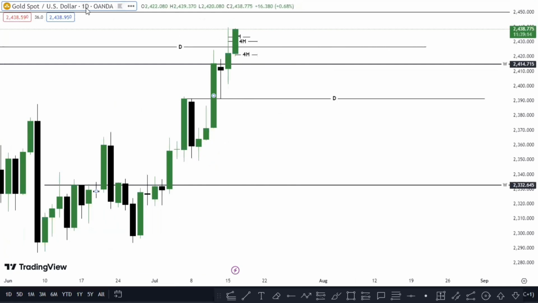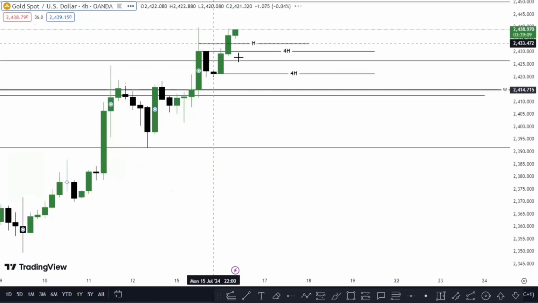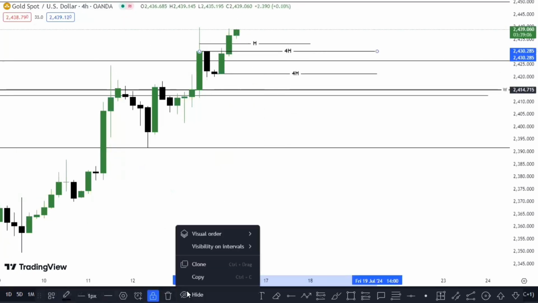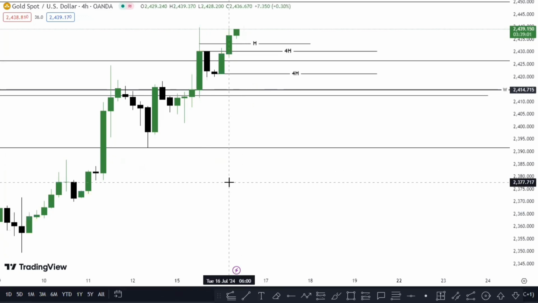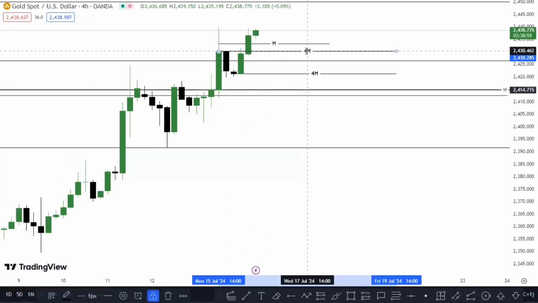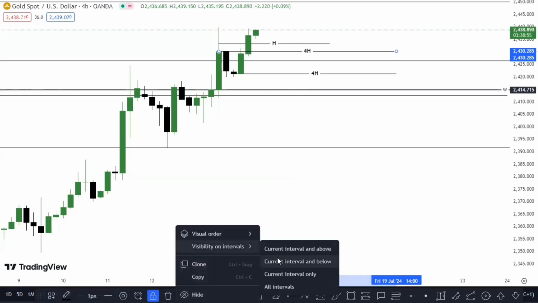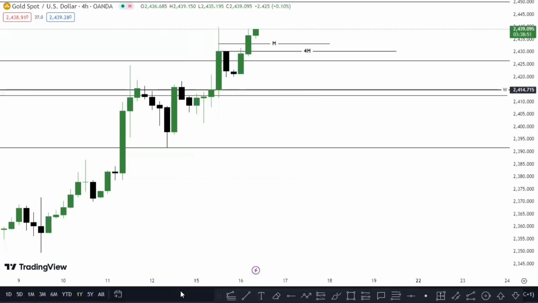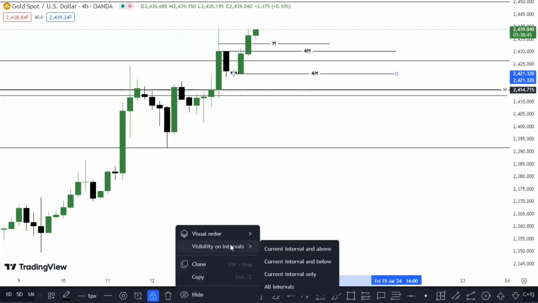Let me go back to the 4 hours time frame. The 4 hours level is trying to be disrespectful. It's not supposed to appear on, what the fuck? Control Z. Yeah, the 4 hours level is not supposed to appear on other intervals. It's supposed to only appear on 4 hours and below.